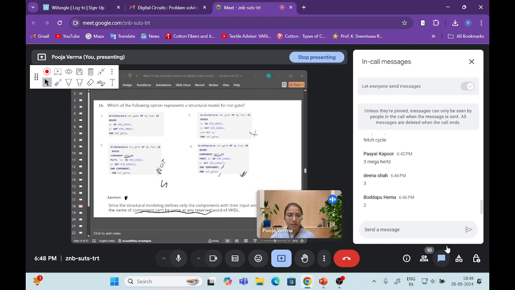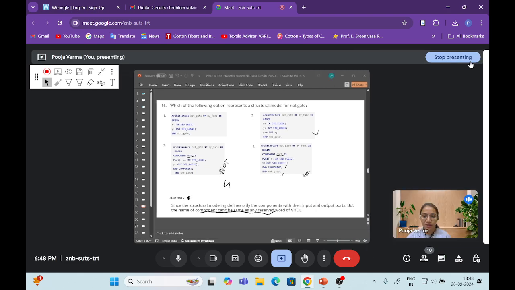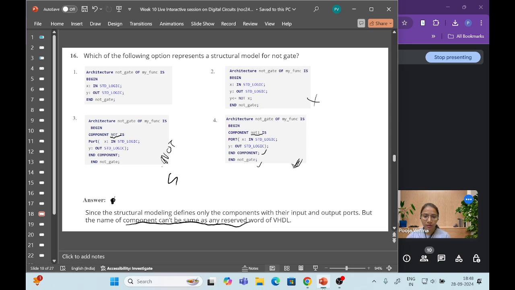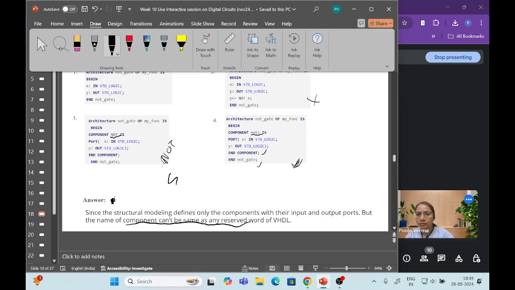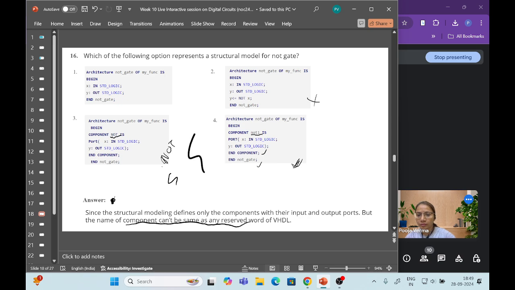Okay. Option 3 we cannot consider because the "not" that they have defined is a reserved word in the VHDL code, because it is directly a function. We cannot use not or and, all these components. Okay.